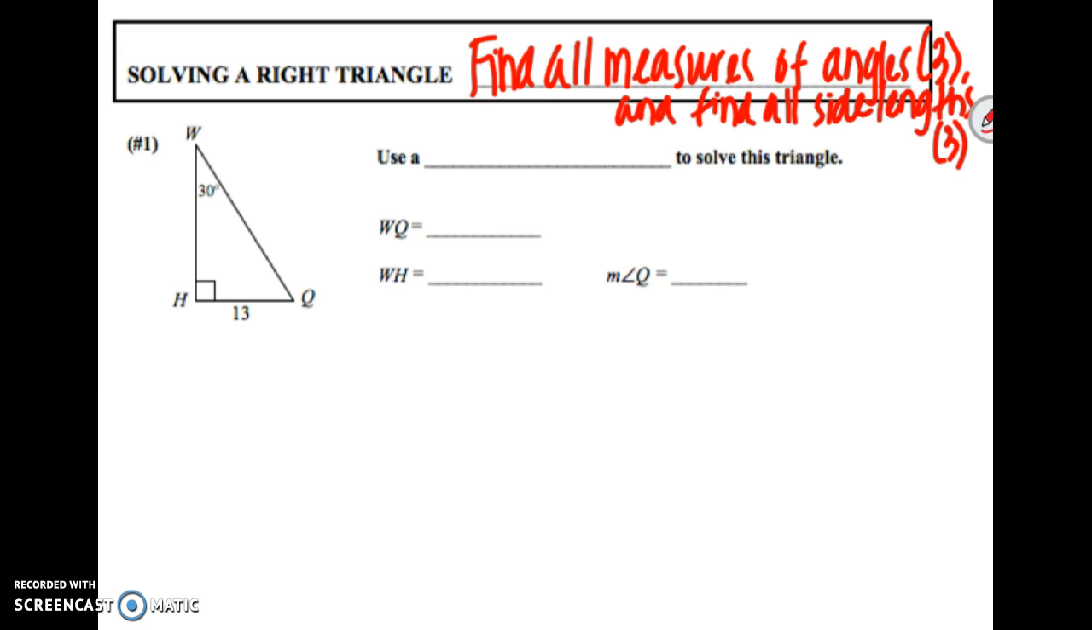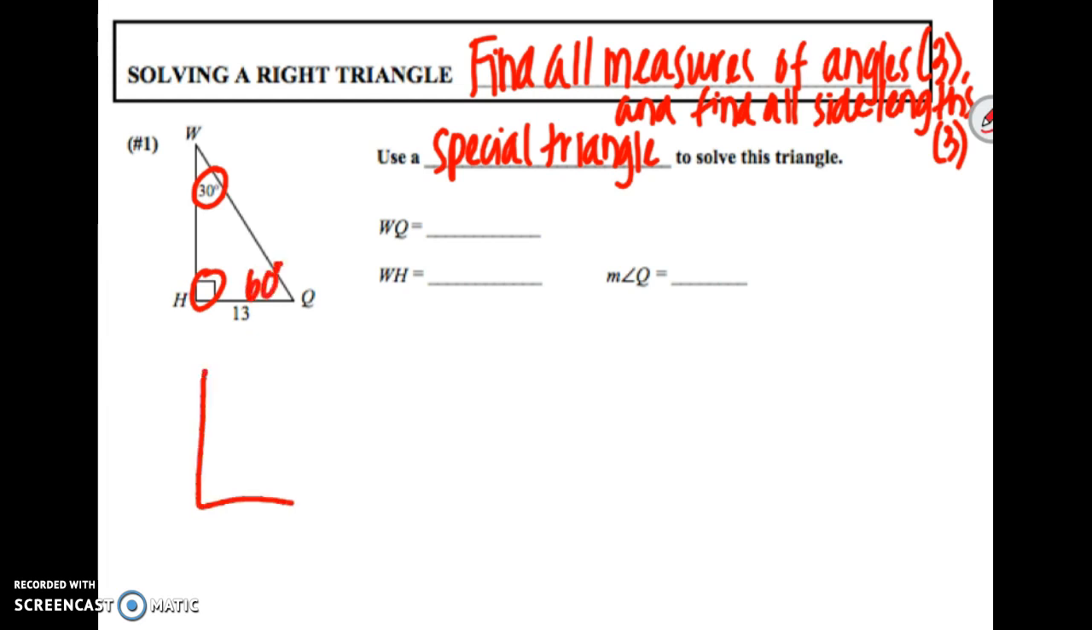For example, we want to use a special triangle to solve this triangle. Notice that we have a 30-degree and a 90-degree angle, so that means we also have a 60-degree angle. I'm going to draw our 30, 60, 90 triangle that we know of. So we have 30, 60, and then 1, 2 is our hypotenuse, and the square root of 3.